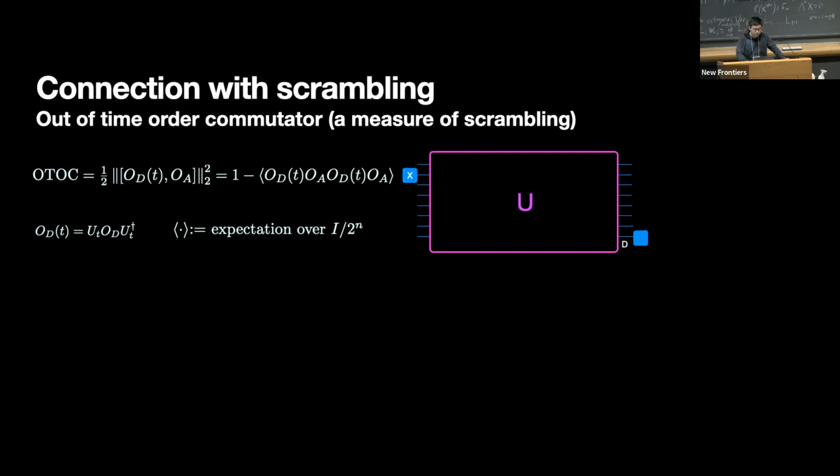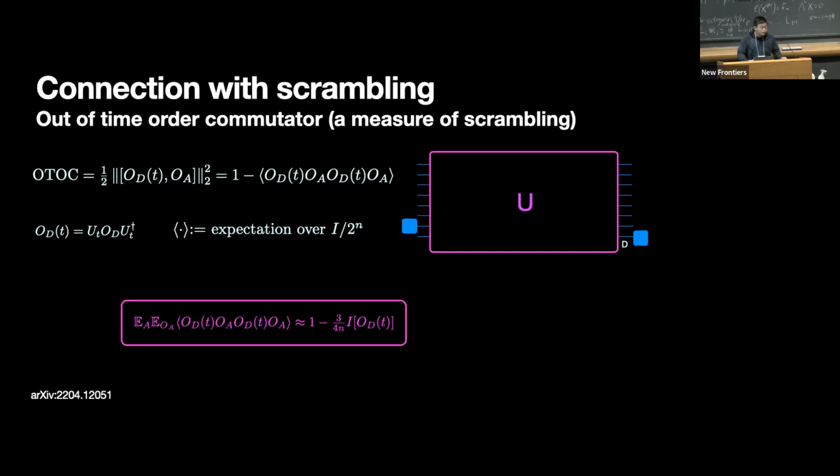And then we choose the second qubit and choose Pauli X, Pauli Y, and Pauli Z, and so on and so on. And finally, we find that the average value of the OTOC is equivalent to the sensitivity of the observable O_D. So this is an interesting connection between scrambling, or OTOC, and the sensitivity of the observables.